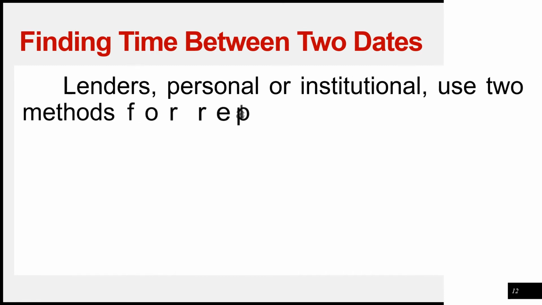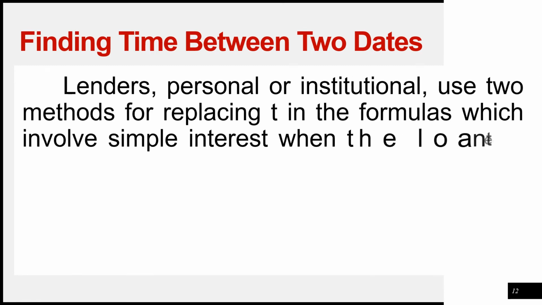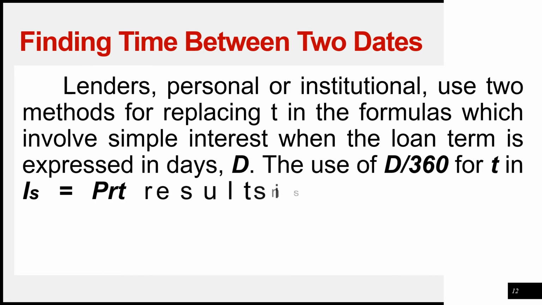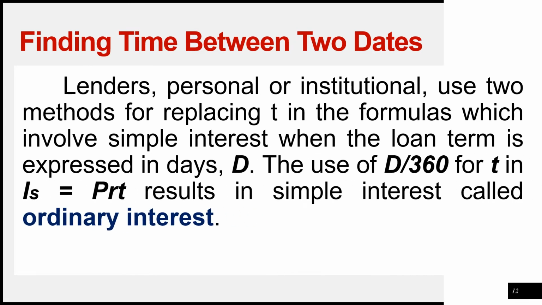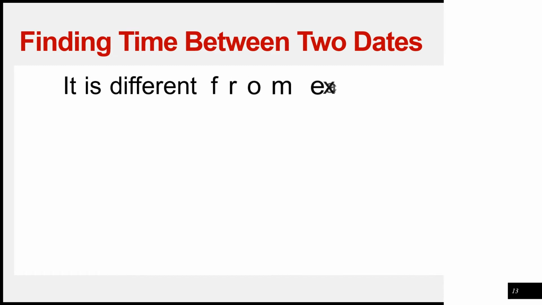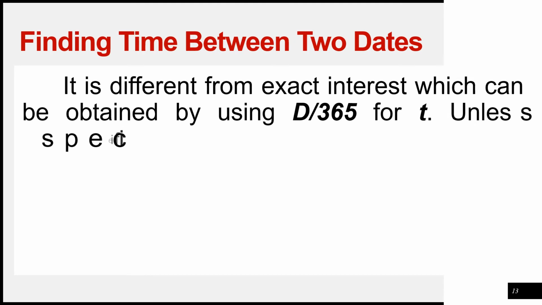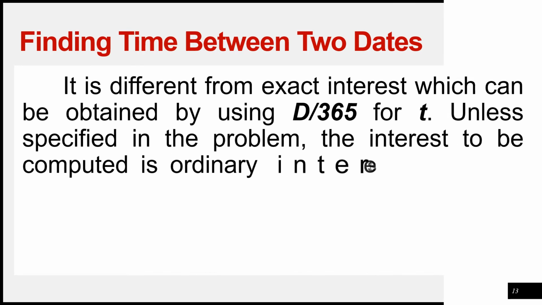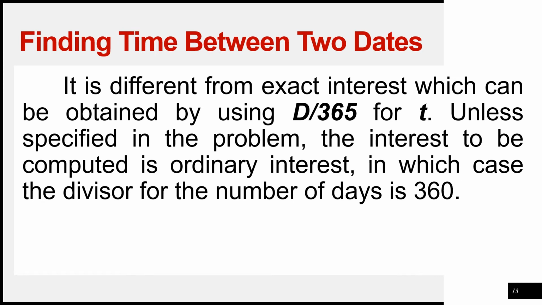Lenders, personal or institutional, use two methods for replacing T in the formulas which involve simple interest when the loan term is expressed in days, or D. The use of D over 360 for T in simple interest equals PRT results in simple interest called ordinary interest. It is different from exact interest, which can be obtained by using D over 365 for T. Unless specified in the problem, the interest to be computed is ordinary interest, in which case the divisor for the number of days is 360.